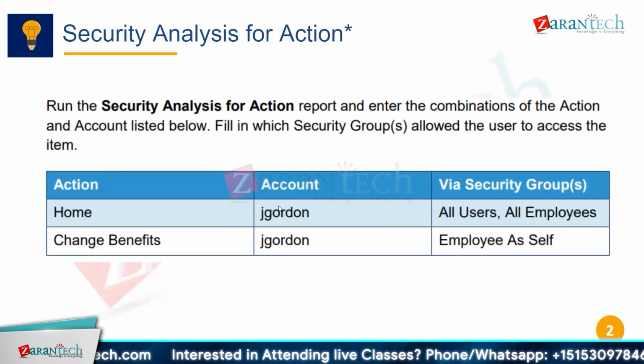So next could be run the security analysis for action report and enter the combination of action and account listed below. Fill in which security groups allowed the users to access the item. So run this report, security analysis for action. Action is, say, change benefits, which account, and what security groups they're part of.